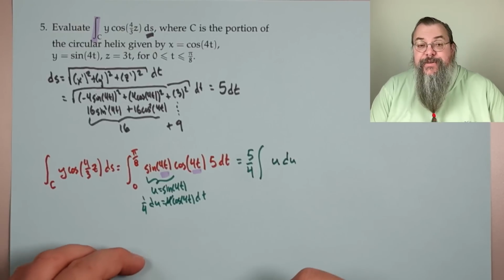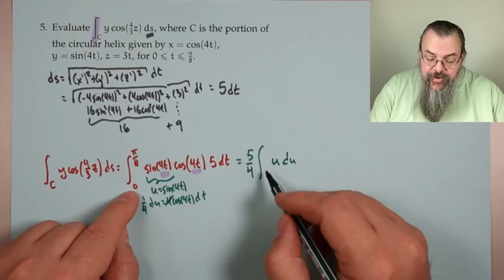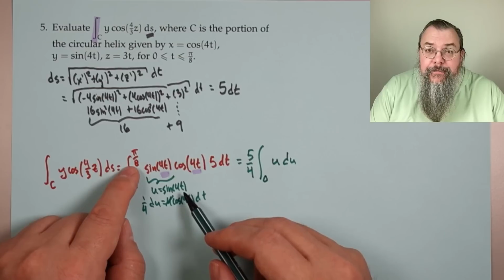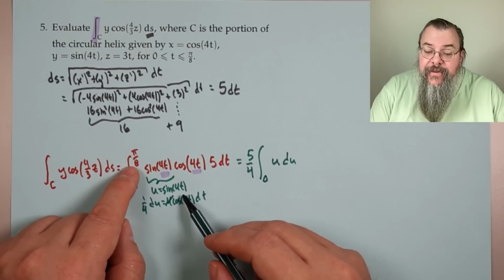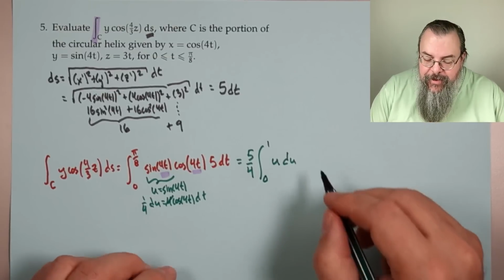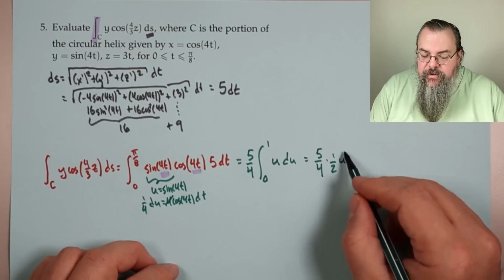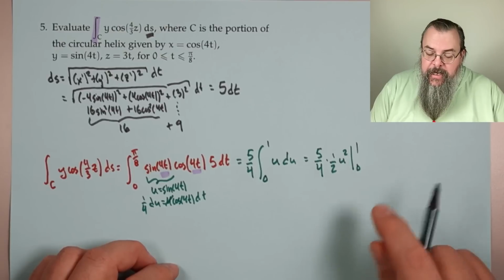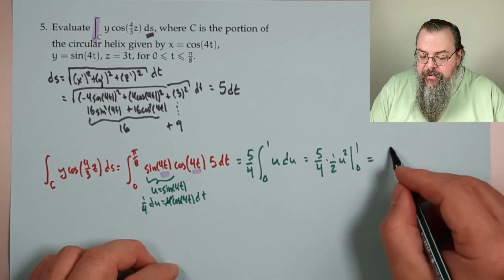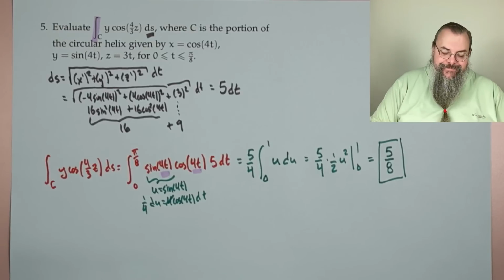Now, update the bounds. You should always update the bounds if it's a definite integral. Plug in 0. Sine of 0, 0. Pi 8 times 4. Well, that's like 4 pi 8s, or pi halves. Sine of pi halves, 1. All right. Integral from 0 to 1 of u. Well, that sounds like an integral we could probably succeed at. So that's 5/4 times 1/2 u squared. Evaluate from 0 to 1. And you plug in 0, you get 0. You plug in 1, you get 1. So we end up with 5/8. There we go. We're done.